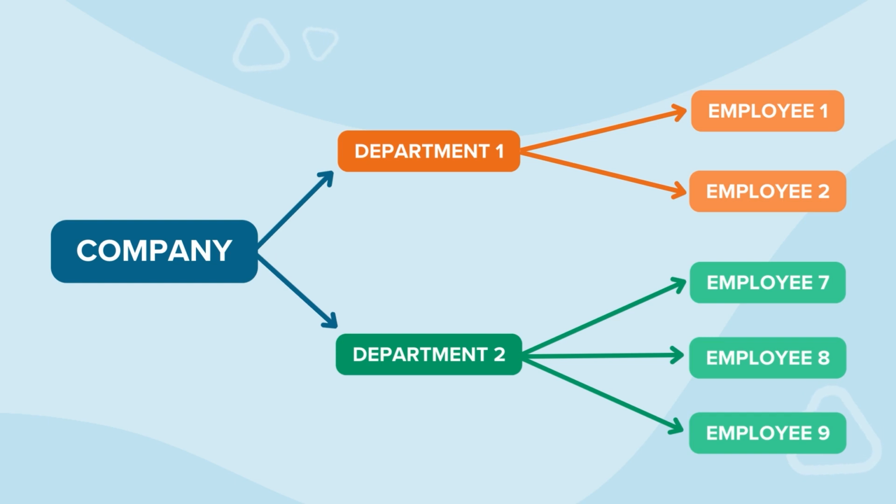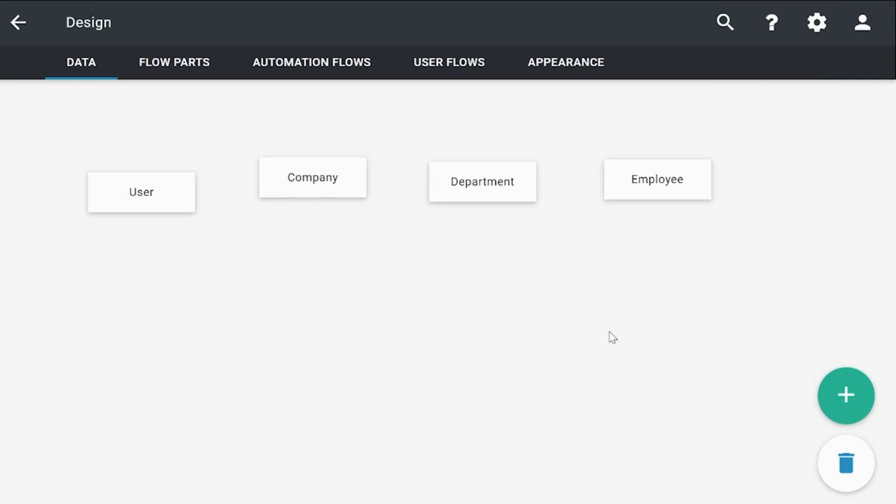So as you can see here, we've got a company, and a company can have one or more departments, and one department can have one or more employees. And as you can see here, employee 1 works for department 1 and works for a company. However, employee 7 works for department 2, but also works for the same company. How does that work in Triggre? Well, let's connect one to the other.